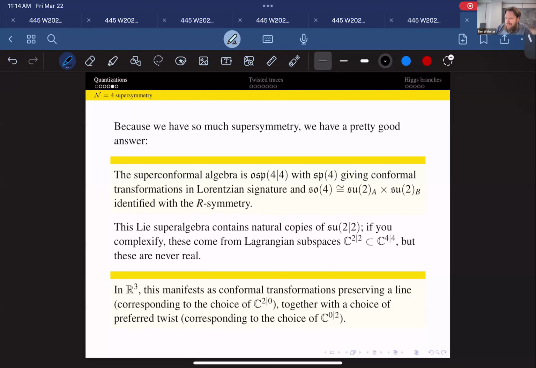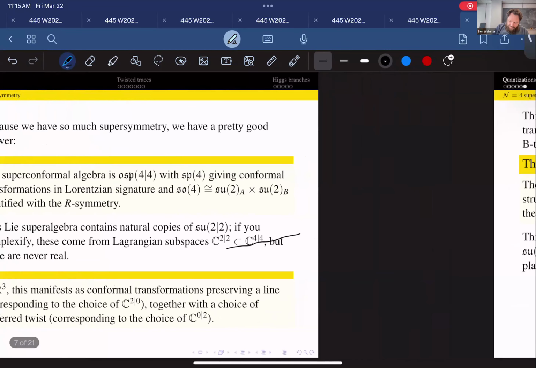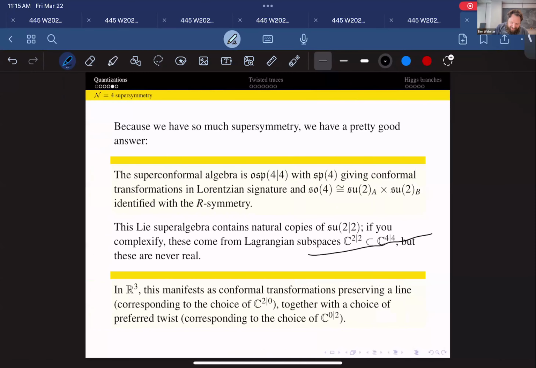All right, are there any questions about this? I have no sense of whether all the physicists are like, oh yeah, OSp(4|4), we know about that superconformal algebra. What are you wasting our time with? Or, you know, whether this is sort of something weird. No, it's perfect. Okay, good. I agree. OSp(4|4) is perfect.